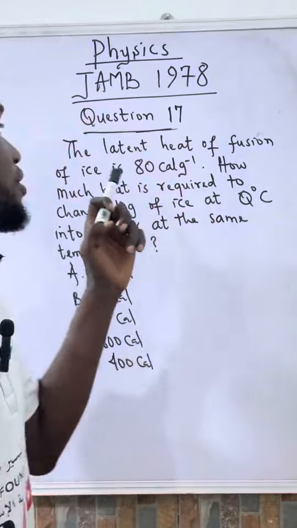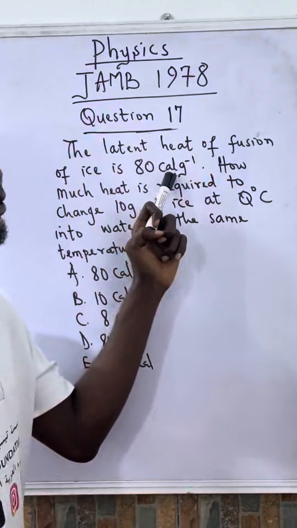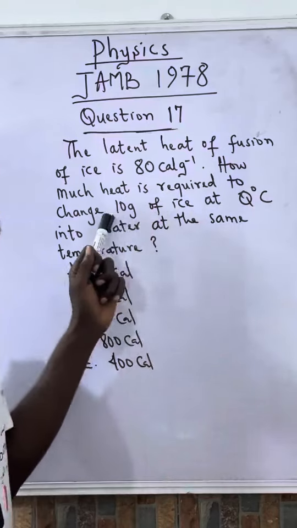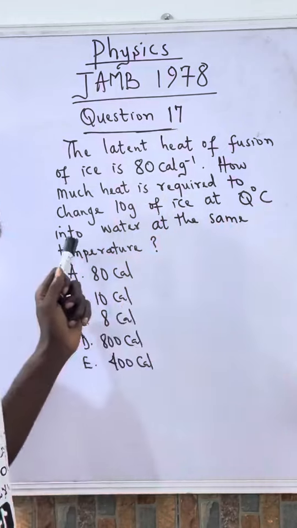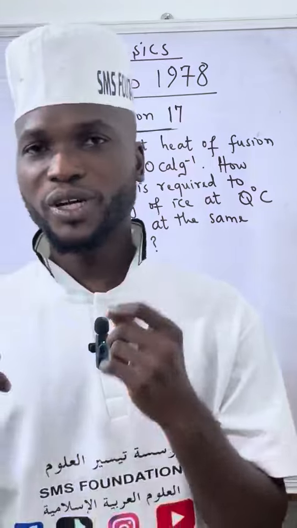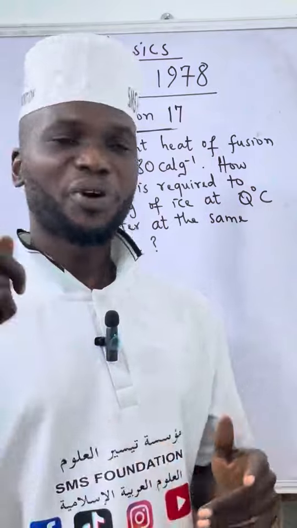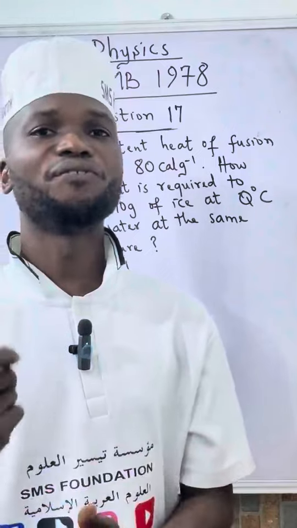Consider this physics question. The latent heat of fusion of ice is 80 calories per gram. How much heat is required to change 10 grams of ice at Q degrees Celsius into water at the same temperature? So this question is on heat capacity. Particularly, this has to do with latent heat of fusion.